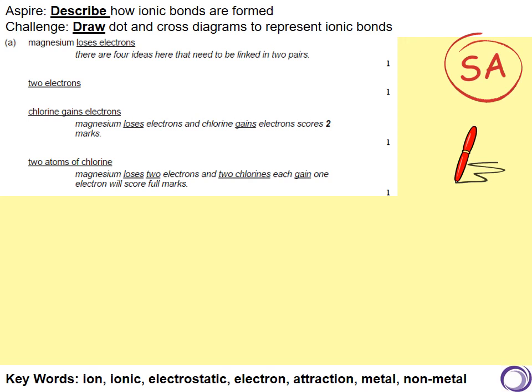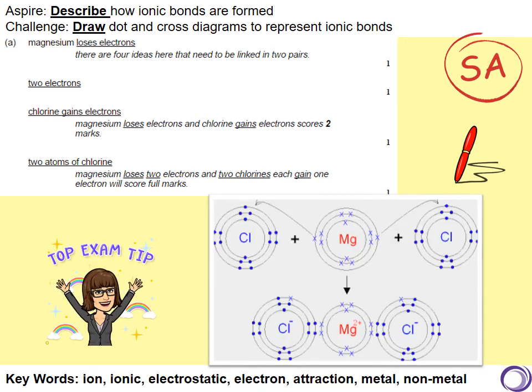And it's far easier if you draw what is happening. So examiners, if you drew this diagram, would give you all 4 marks because you've clearly shown that magnesium's losing electrons, the chlorine's gaining electrons, you've shown the ions that are formed, and you've shown that it's 2 chloride ions and 1 magnesium ion. So rather than tying yourself in knots with lots and lots of words, a simple diagram would straight away get you 4 marks.